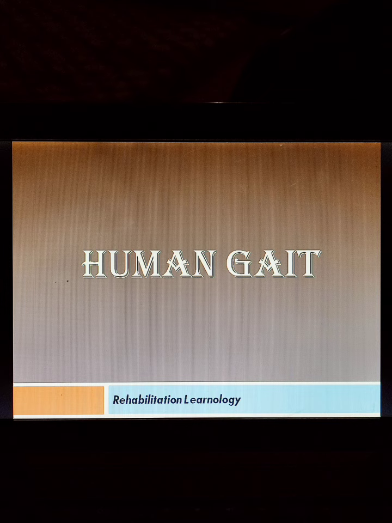So we are going to start our session with a very basic topic, but this is indeed the most important topic for prosthetists and orthotists because we have to make people walk after amputation, stroke, polio, etc. So in order to help someone walk, we must understand human gait first. Today our topic of discussion is human gait. I will briefly but precisely go through the topic.